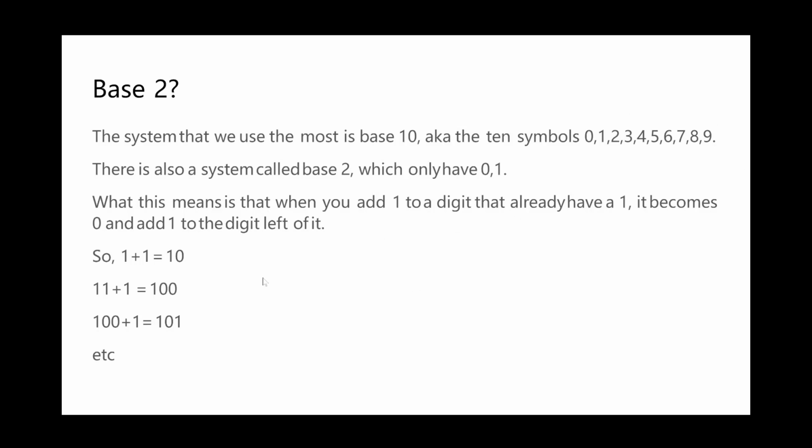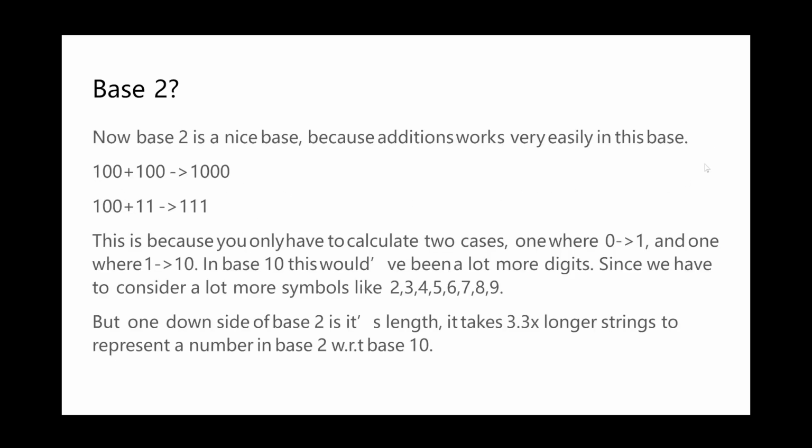Basically, this means the carryover rule already happens when you have 1 and 1. So there's no 2 in the system. These are basically the rules: you just add 1, and if the digit is 1, you change it to 10. If it's 0, you just change it to a 1. It's quite a nice base because addition is really easy. If you have two of the same thing, you just append a zero to the end of the number, and if both are zero, we just follow the same rule as base 10.